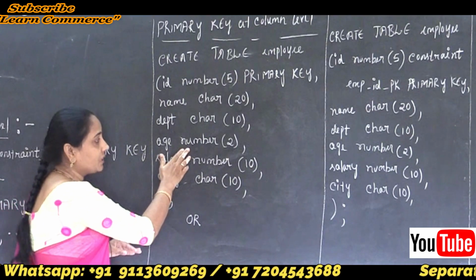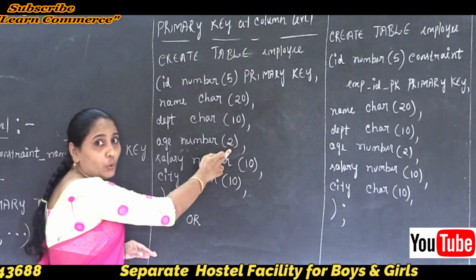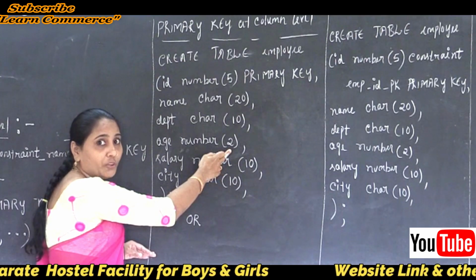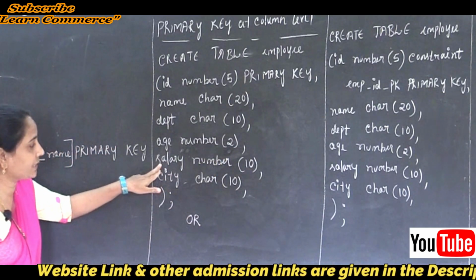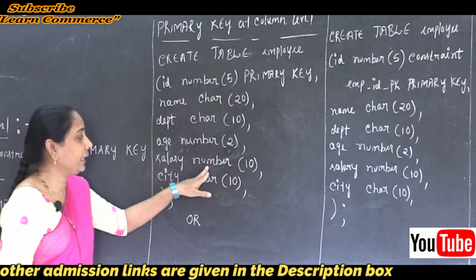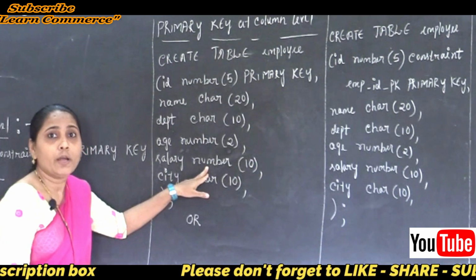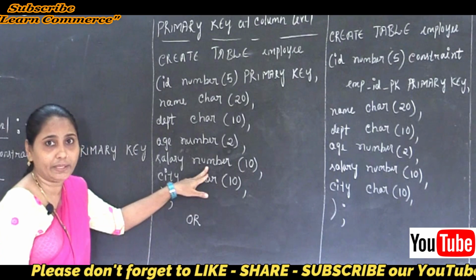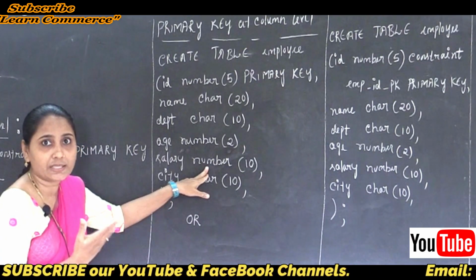So it used the data type as the number, and the size of the column, that is the 2. Any number we can use, depending on how much length you want for the column. And next, the next column is the salary, and it also uses the data type number. Maybe 40,000, 30,000, 20,000, anything, it is going to accept as a number.